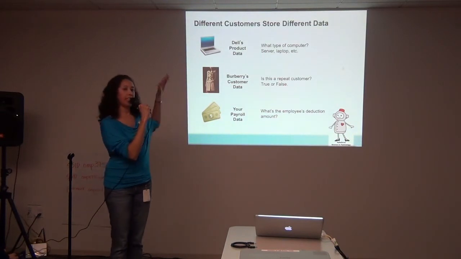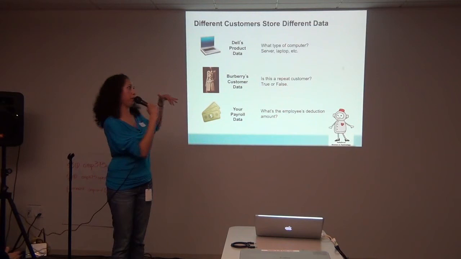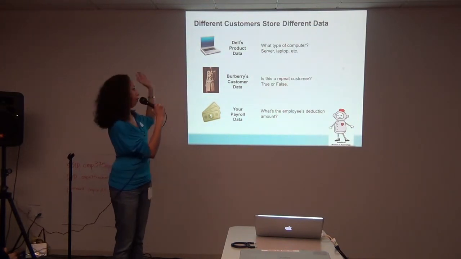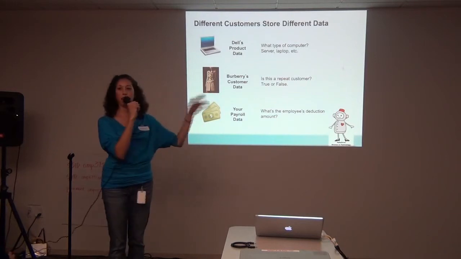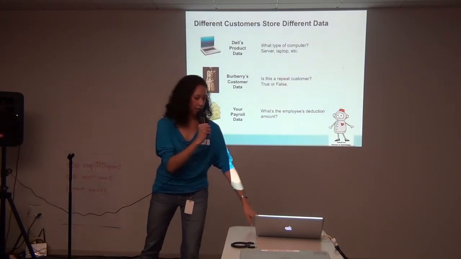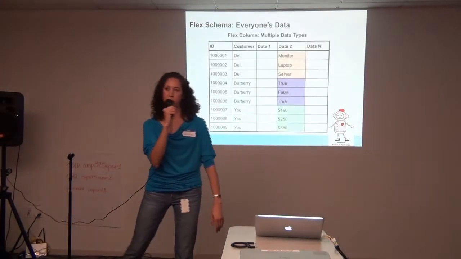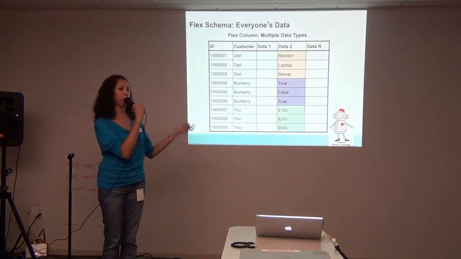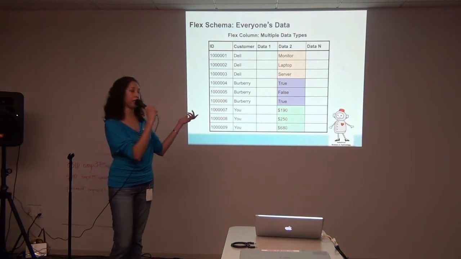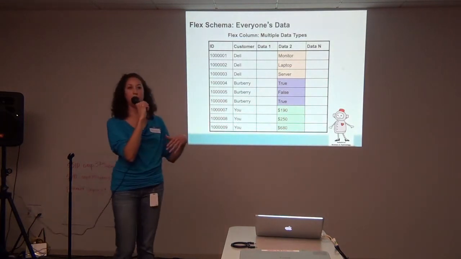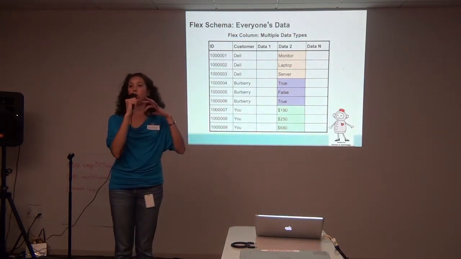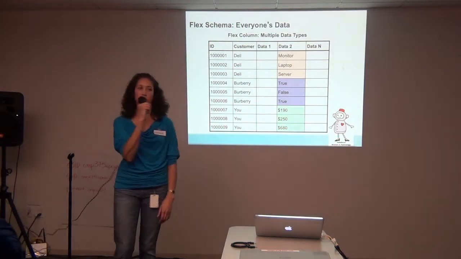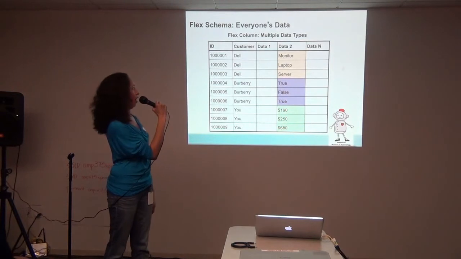If you notice, these are all different data types. We've got maybe a select list of server, laptop, and tablet. We've got Boolean. We've got currency data. But we do something a little differently in that we store all kinds of different stuff in one column in the database. We call it a flex column. It allows us to store lots of different customers' data and handle it all well.